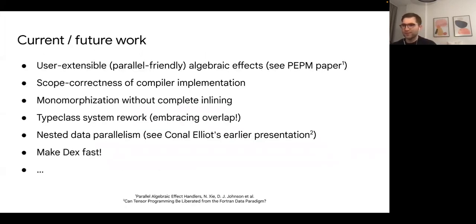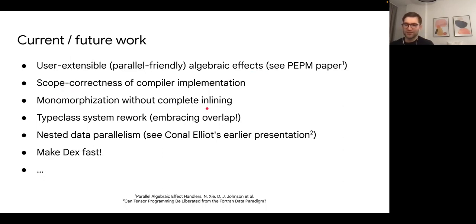All right, that's everything I have. As the last part, I thought I'd mention some of the potential directions we're heading in now. We want to push on the algebraic effects front even more. We have a short paper submitted to PEPM about user extensible, parallel-friendly algebraic effect systems. Mostly Dougal did some work on ensuring that our compiler implementation is scope correct, so we're not forgetting to apply substitutions. This is work entirely in Haskell, but it's been a huge deal and has caught so many bugs since we implemented it, which we are also in the process of writing up.